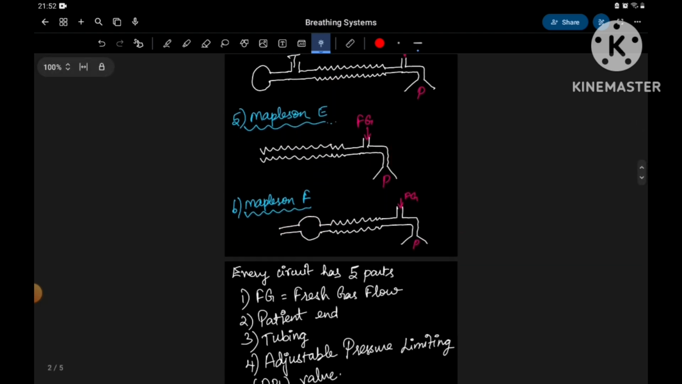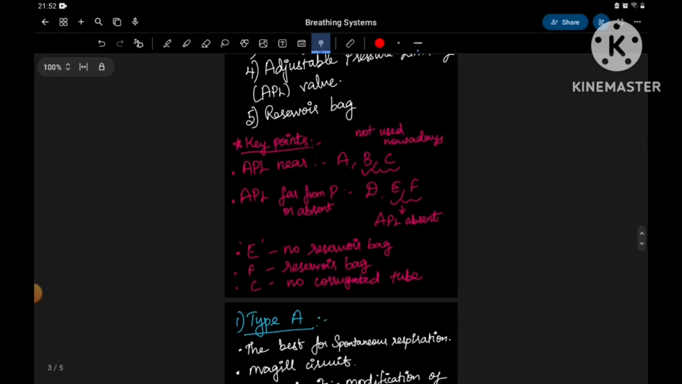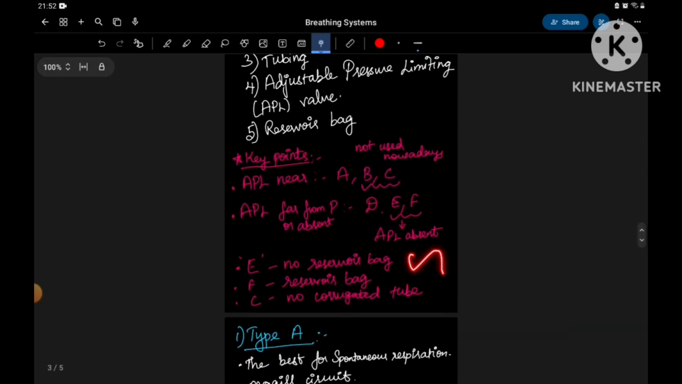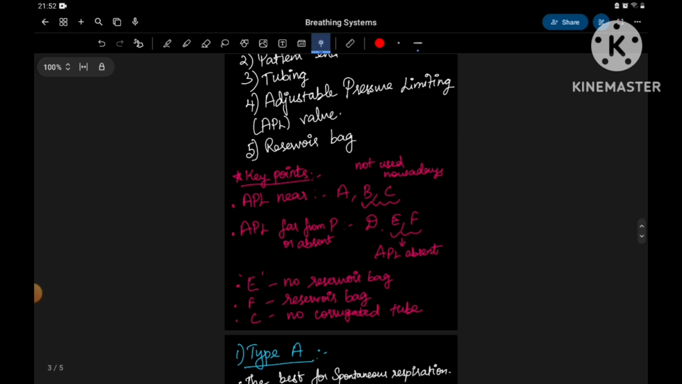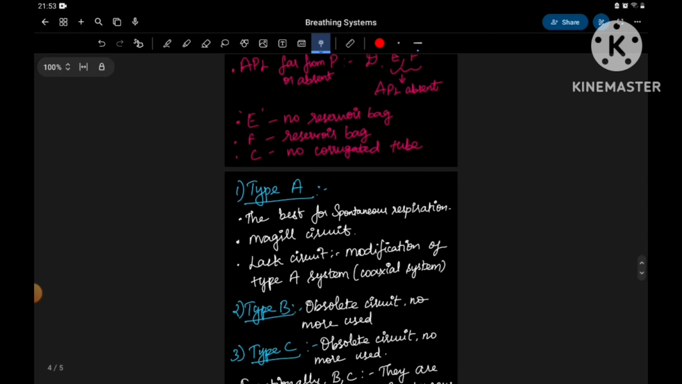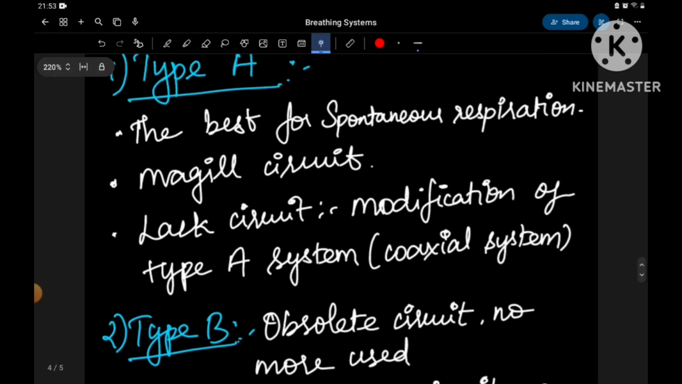Yes? So these are the key points. See, no reservoir bag in E. If you add a reservoir bag, E becomes F. And there is no corrugated tube. Don't get confused and think that F is only having a reservoir bag, not like that. When you add a reservoir bag to E, it becomes F.